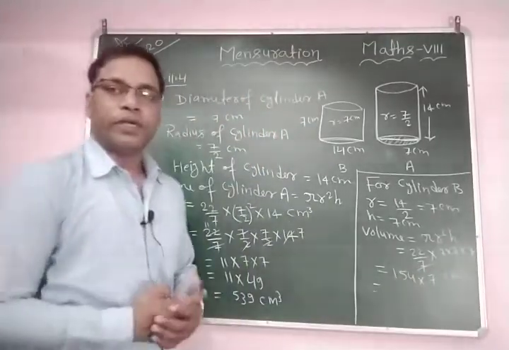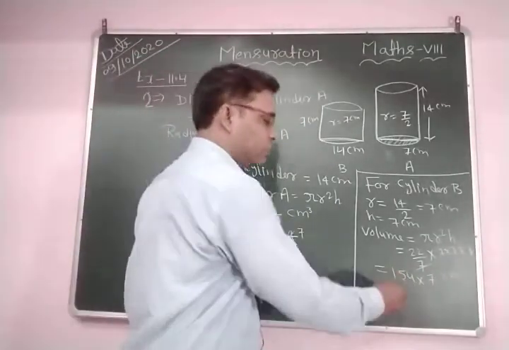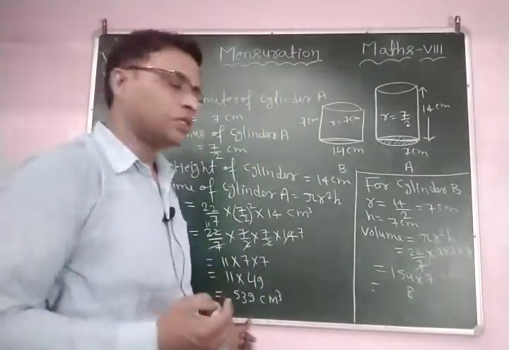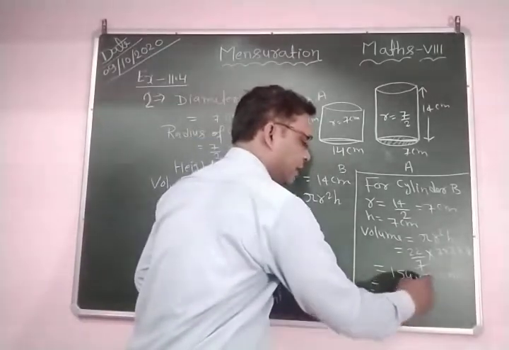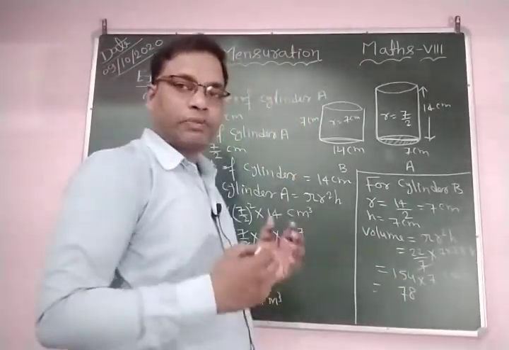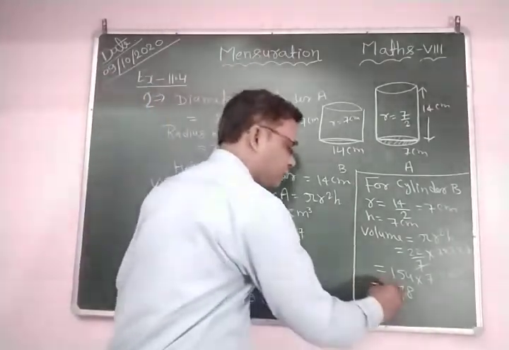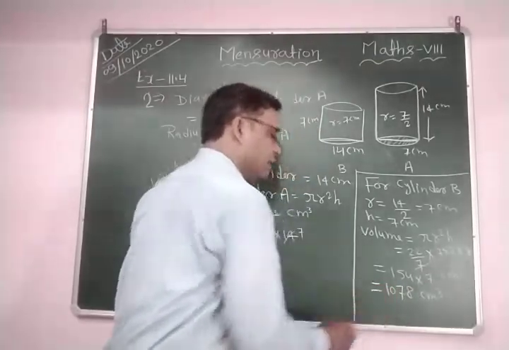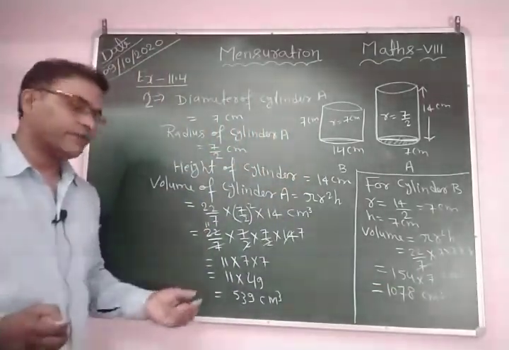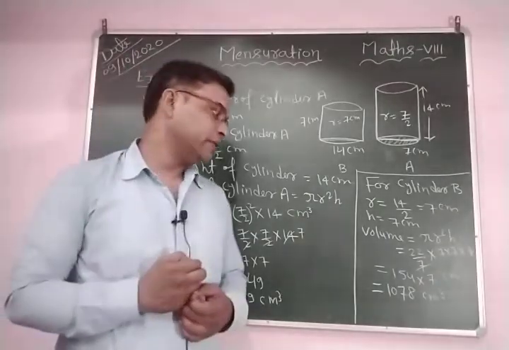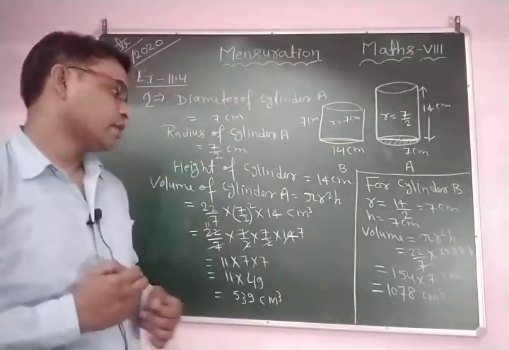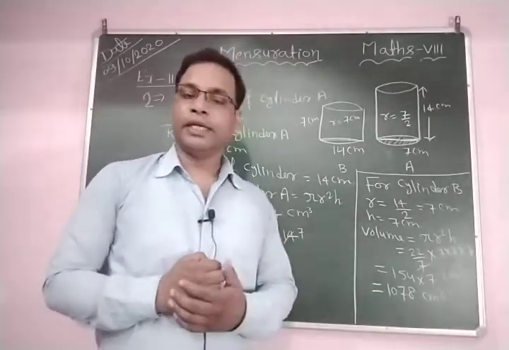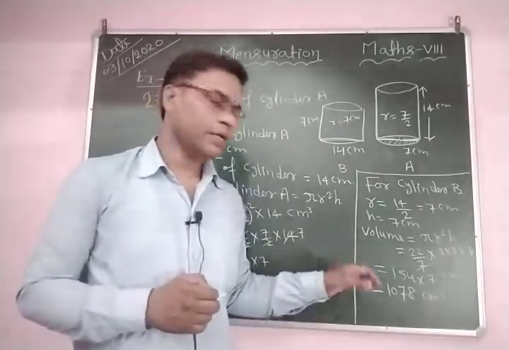If you multiply 154 by 7, then we obtain: 7 times 4 is 28, carry 2; 7 times 5 is 35, plus 2 is 37, carry 3; and 7 times 1 is 7, 7 plus 3 is 10. So 1078 centimeter cube. Here you can see the volume of cylinder A is 539 centimeter cube, and the volume of cylinder B is 1078 centimeter cube.